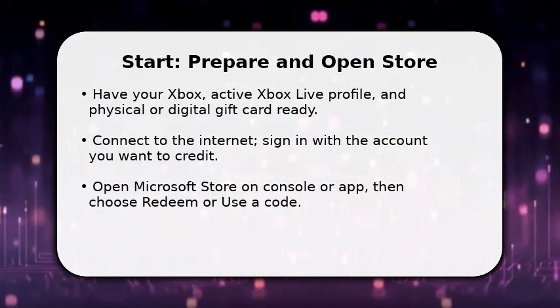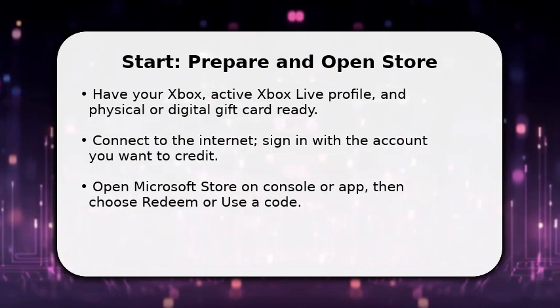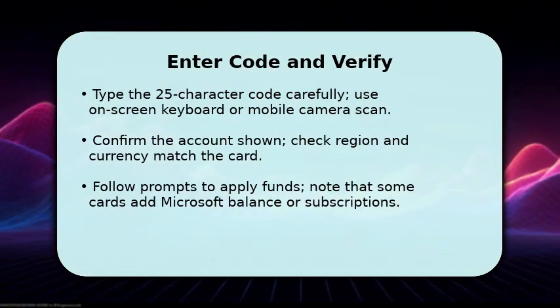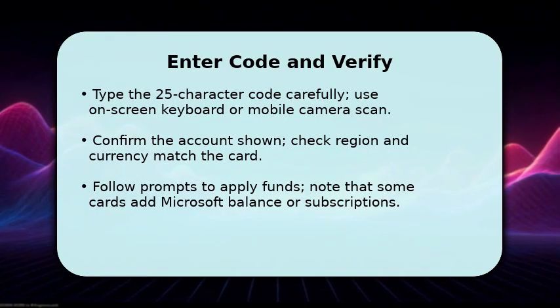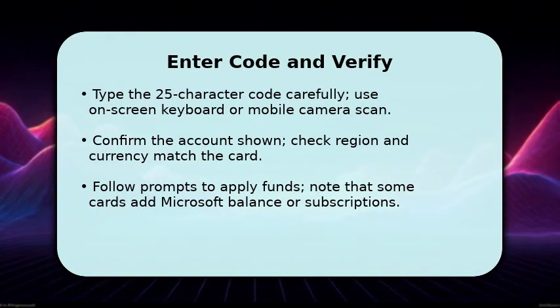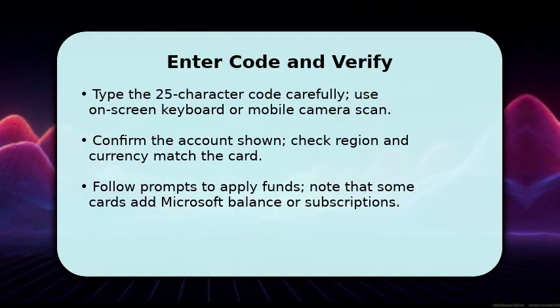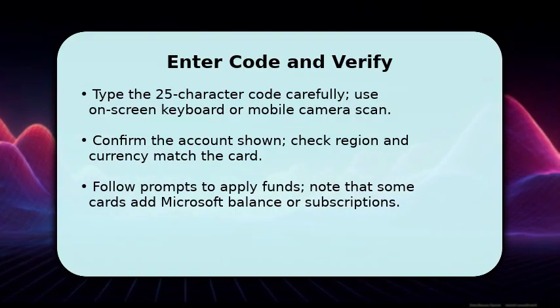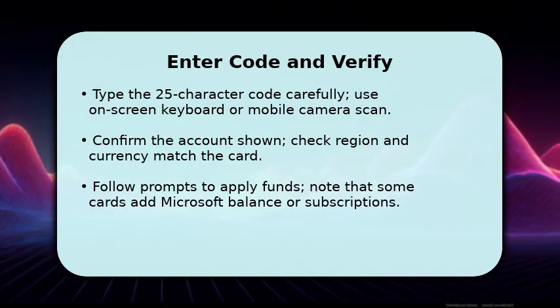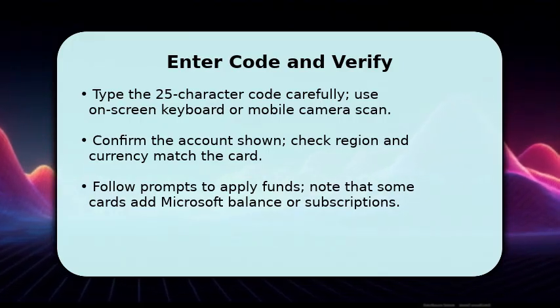You now enter the 25-character code exactly as printed. Mistakes cause errors, so take your time. If using a phone or web, you can paste or scan instead. On console, use the controller to type. Once entered, make sure the account, region, and currency displayed match your expectation, because region mismatches block redemption.